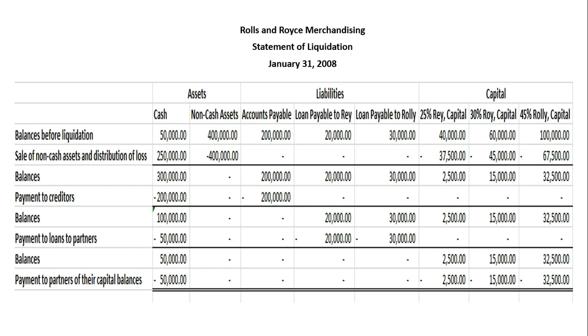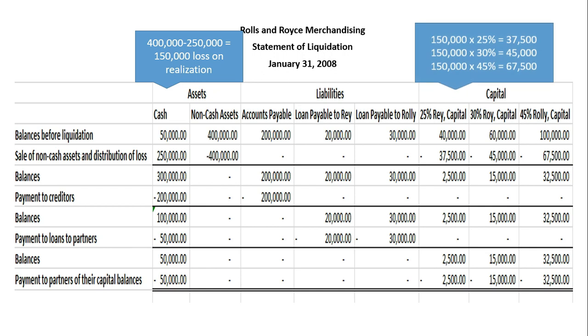So the first step, as we have discussed in the previous slide, we have sold the non-cash assets for 250,000, which is less than the book value of the non-cash assets of 400,000. So there is a loss of 150,000. The 150,000 is called the loss on realization. And then the next step is to divide the loss on the sale of the non-cash assets.